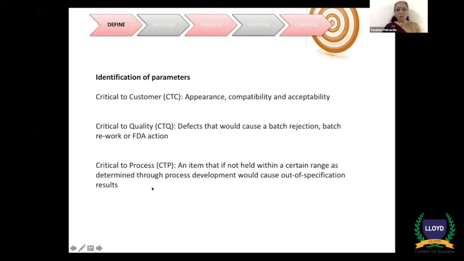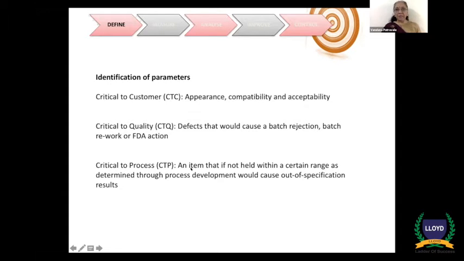And what is it which is critical to process? An item which, if it is not held within a certain range as determined through process development, can cause out of specification results. So we need all the step parameters of your pilot plant scale up, of your production to be understood well. You need to know what is a critical in-process test, and you also need to know what are those critical important parameters within the process which you need to control.